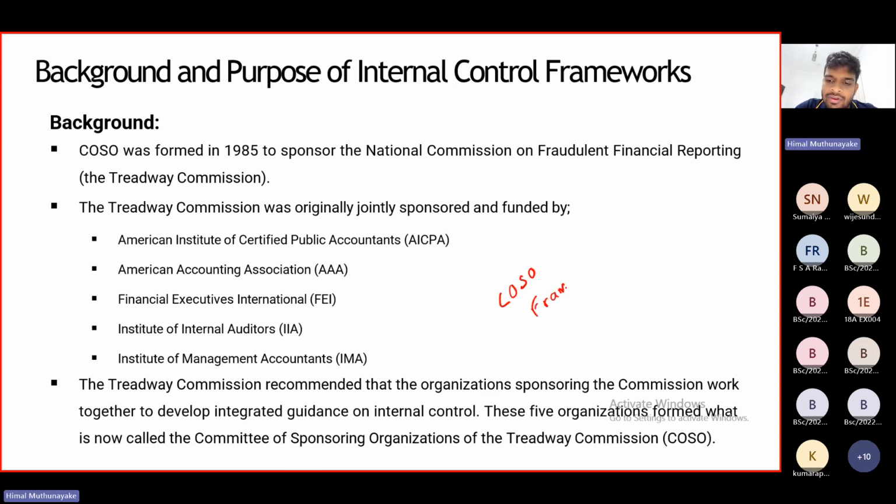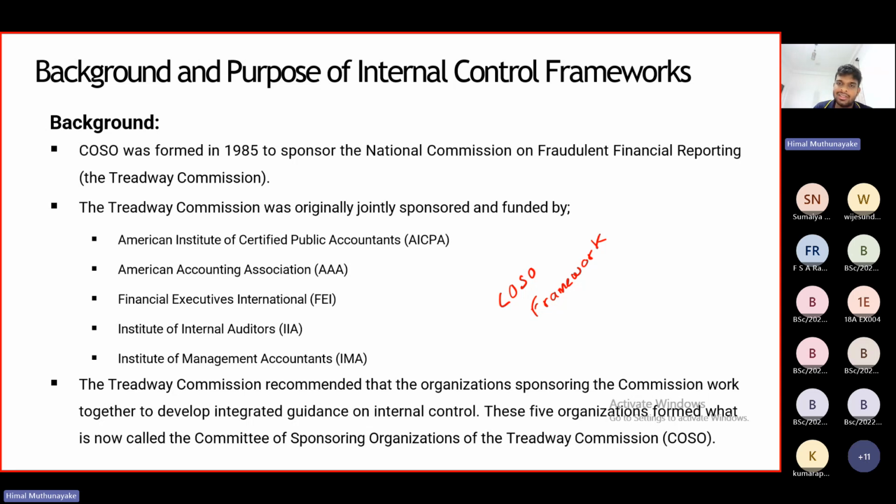Sometimes you have heard about this: the COSO framework. What do we mean by COSO? It's a commission comprising five organizations: the American Institute of Certified Public Accountants, AICPA, the American Accounting Association, Financial Executives International, the Institute of Internal Auditors, and the Institute of Management Accountants. All these five bodies engaged and developed a framework for companies to follow when establishing internal controls. That we call the COSO framework.